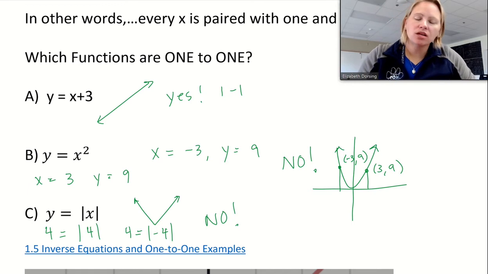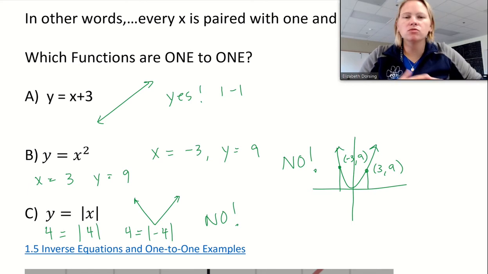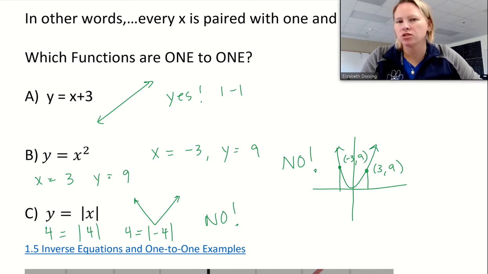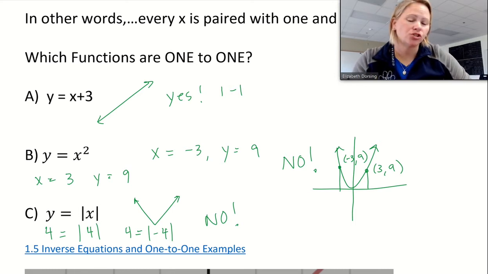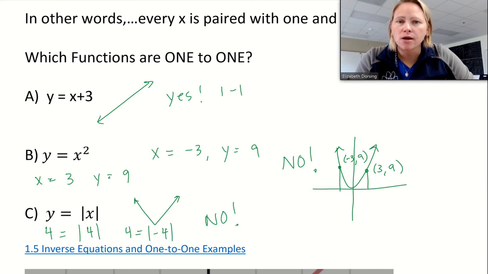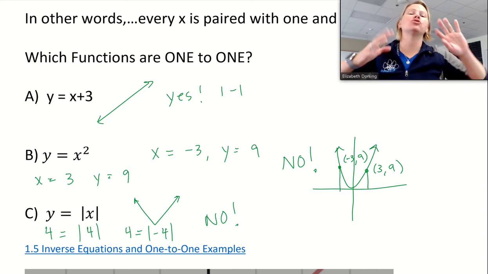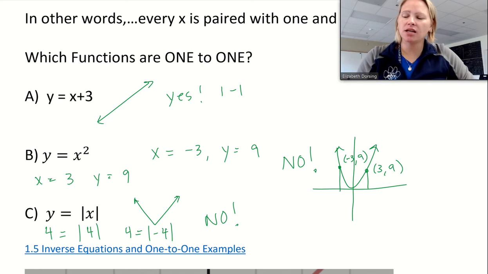Now, when we think about one-to-one functions, the reason we're concerned with whether something is one-to-one is because when we look at a function, oftentimes we also want to consider what's called the inverse function. We've discussed this in previous videos. The inverse function is essentially the function where the domain and the range are exchanged. The inverse is not always going to be a function. Sometimes it is and sometimes it isn't. Sometimes it'll just be an equation or a relation.